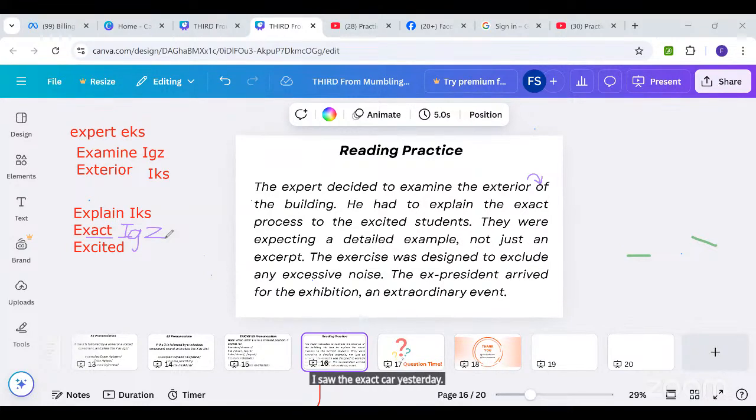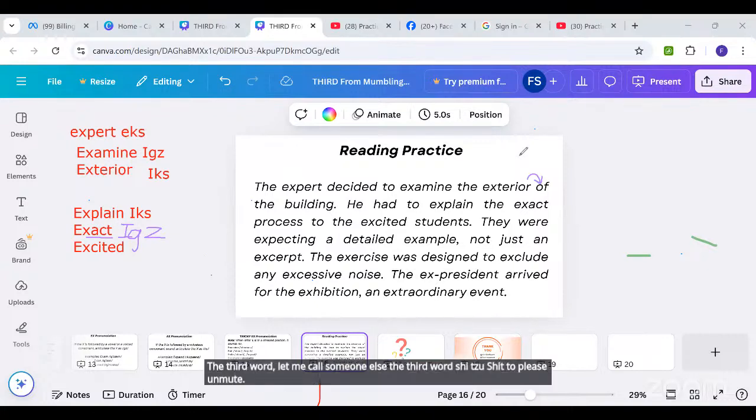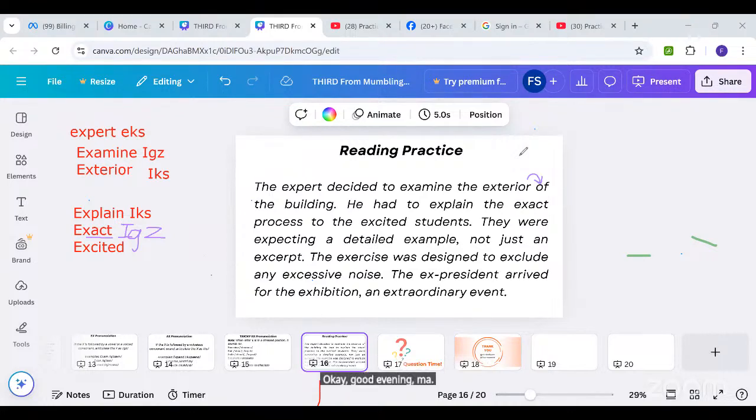Okay, now the third word. Let me call someone else to do the third word. Shitu, please unmute. Okay, good evening, ma'am. Yes, ma'am. Good evening, sir. Okay, please, let's do this together.